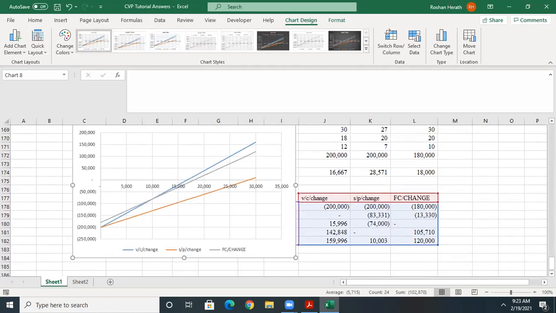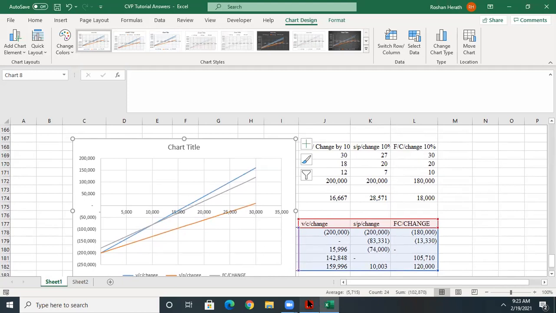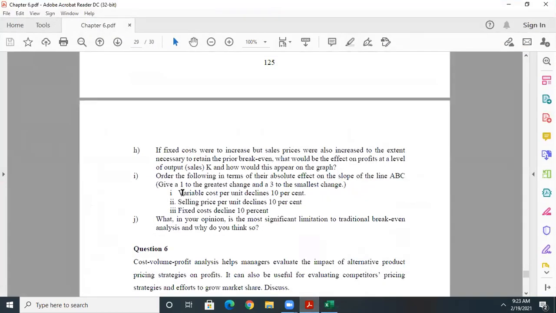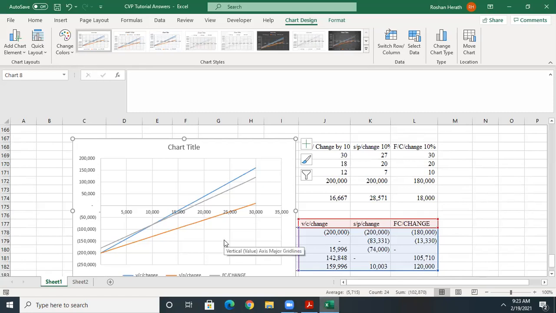So have a look at that and answer the question. What is the question about? Order the following in terms of their absolute effect on the slope of the line. Okay, so what is having the greatest impact on the slope? What is having the greatest slope? So it's going to be for 1 unit change, what is having the greatest?